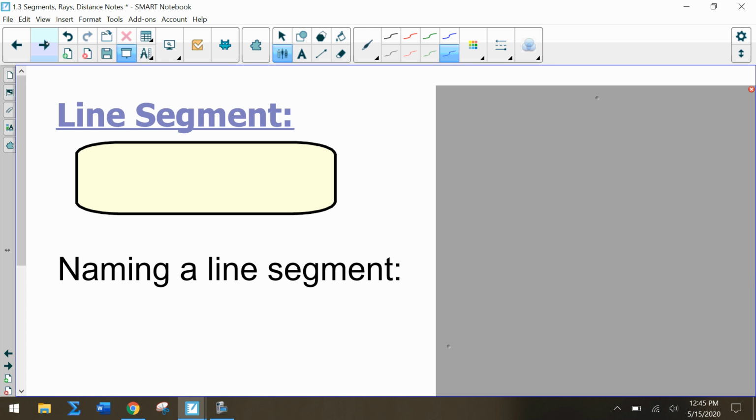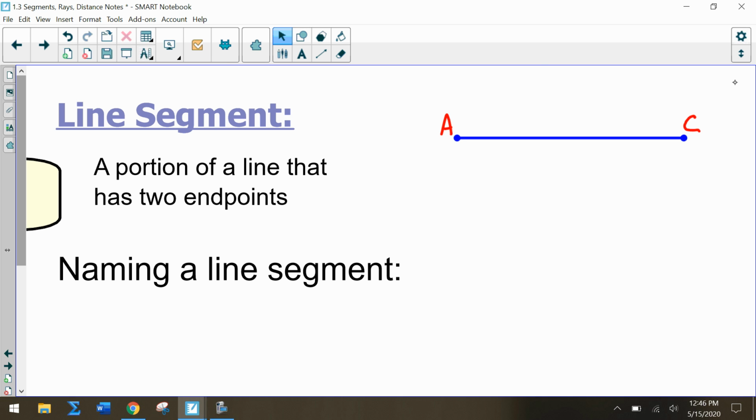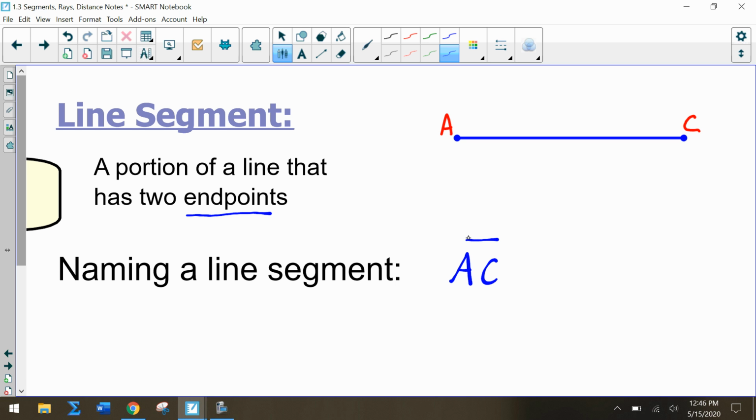Okay, so a line segment. A line segment is a piece of a line, a portion of a line that has 2 endpoints. Drawing a line segment can look like this. We have points A and C as endpoints. And how we name this line segment, we name those 2 points and put just a line above it. So no arrows on that line. Or we could write that as CA, the 2 endpoints with that line bar above it.